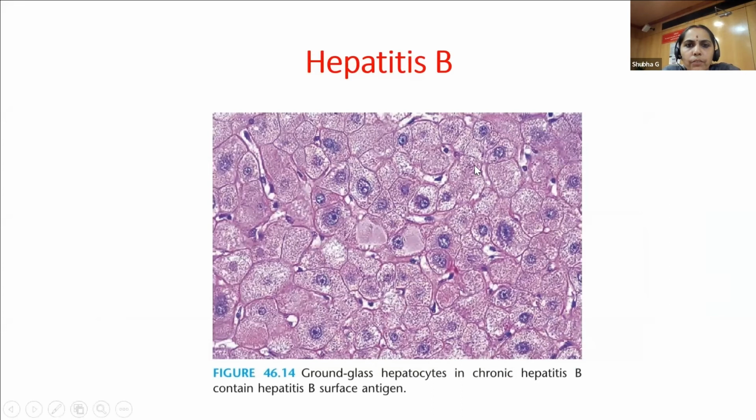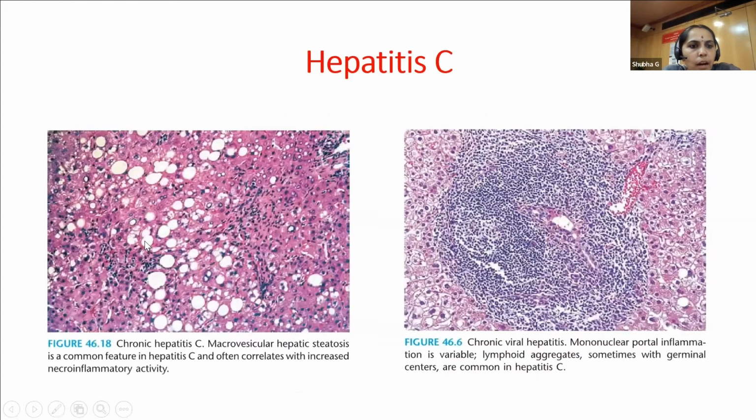Lastly, a few other points which help in hepatitis B. In chronic hepatitis B, there can be ground glass appearance of hepatocytes because of the presence of hepatitis B surface antigen. And a few points which favor hepatitis C are the presence of macrovesicular hepatic steatosis, and also mononuclear inflammatory infiltrate, which is dense, especially lymphoid aggregates, which are seen in hepatitis C.